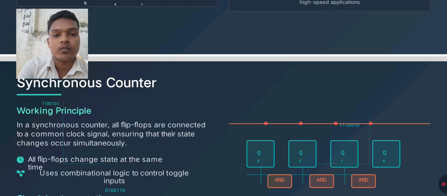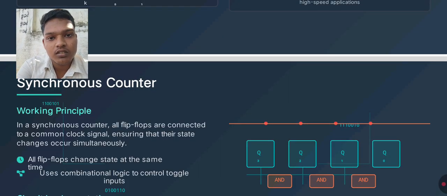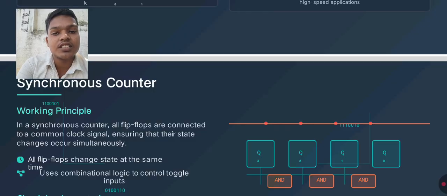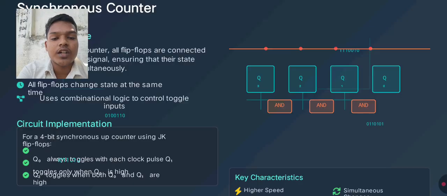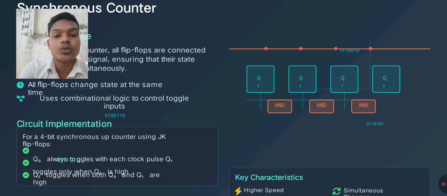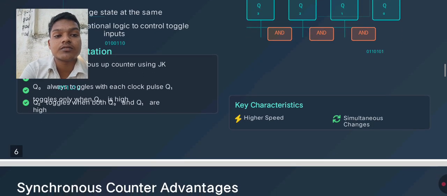Synchronous counter working principle. In a synchronous counter, all flip-flops are connected to a common clock signal, ensuring that their state changes occur simultaneously. All flip-flops change state at the same time, and combinational logic is used to control the toggle inputs. Circuit implementation: for a 4-bit synchronous up counter using JK flip-flops, Q0 always toggles with each clock pulse, Q1 toggles only when Q0 is high, and Q2 toggles when both Q0 and Q1 are high.